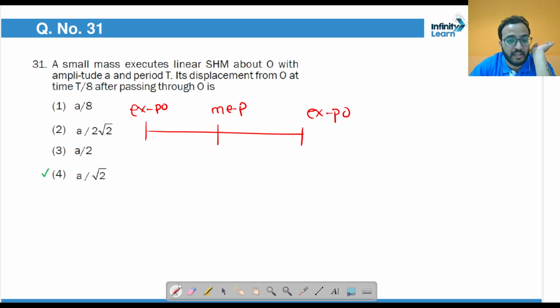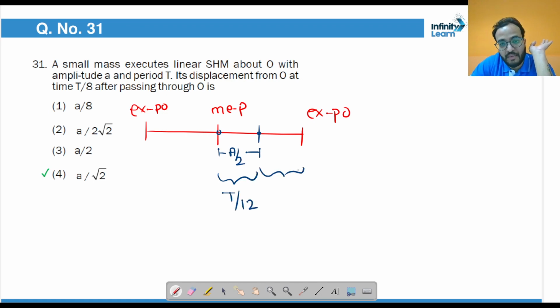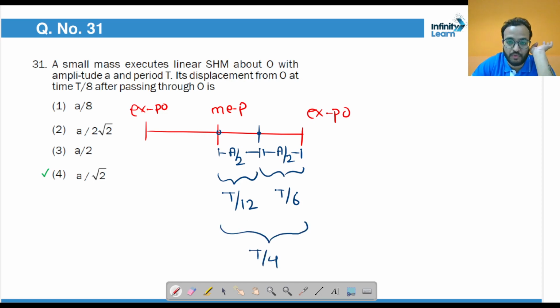Now remember one thing for sure: from here to here, the midpoint, that is a by 2, the time taken is always t by 12, and the remaining half takes t by 6, right? This you remember, right? And this complete time is t by 4. Got it?